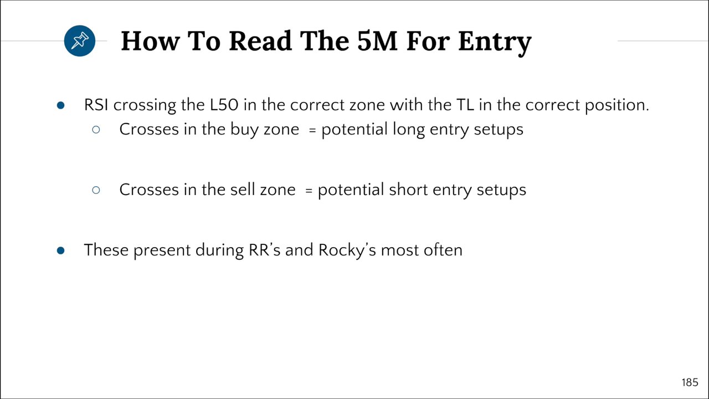You will find 5-minute entries present the most during railroads and Rocky formations. During most railroads and Rockies, you will not find a 1-minute cross. You will instead find a 5-minute cross. The shift candle entries, you will find 5-minute and 1-minute crosses majority of the time. If it's a solid shift, you'll get a cross on both time frames relatively close together in time, if not at the same time.